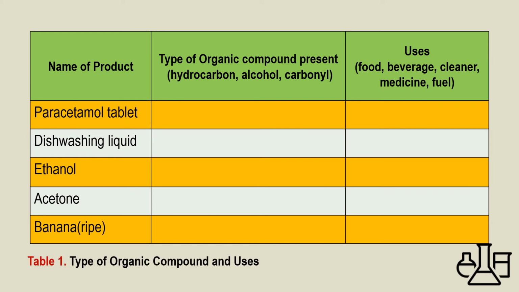This is the table of the type of organic compound and uses. On the first column, you have the name of the product. On the second column, you will fill in the type of organic compound present, if it is hydrocarbon, alcohol, or carbonyl. On the third column, you will fill in the uses, if it is food, beverage, cleaner, medicine, or fuel.